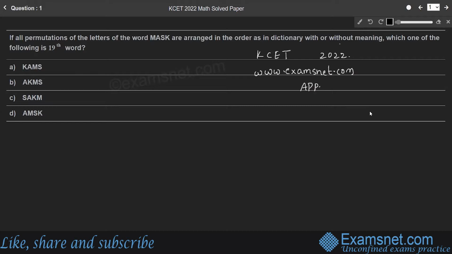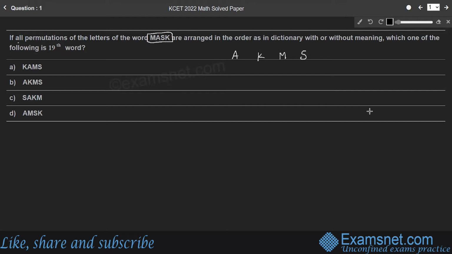Let's begin with question number 1. If all permutations of the letters of the word MASK are arranged in the order as in a dictionary, with or without meaning, which one of the following is the 19th word? So here, from the word MASK, let us arrange the letters in alphabetical order, as in a dictionary. So A comes first, after that K, after that M, after M, S comes.